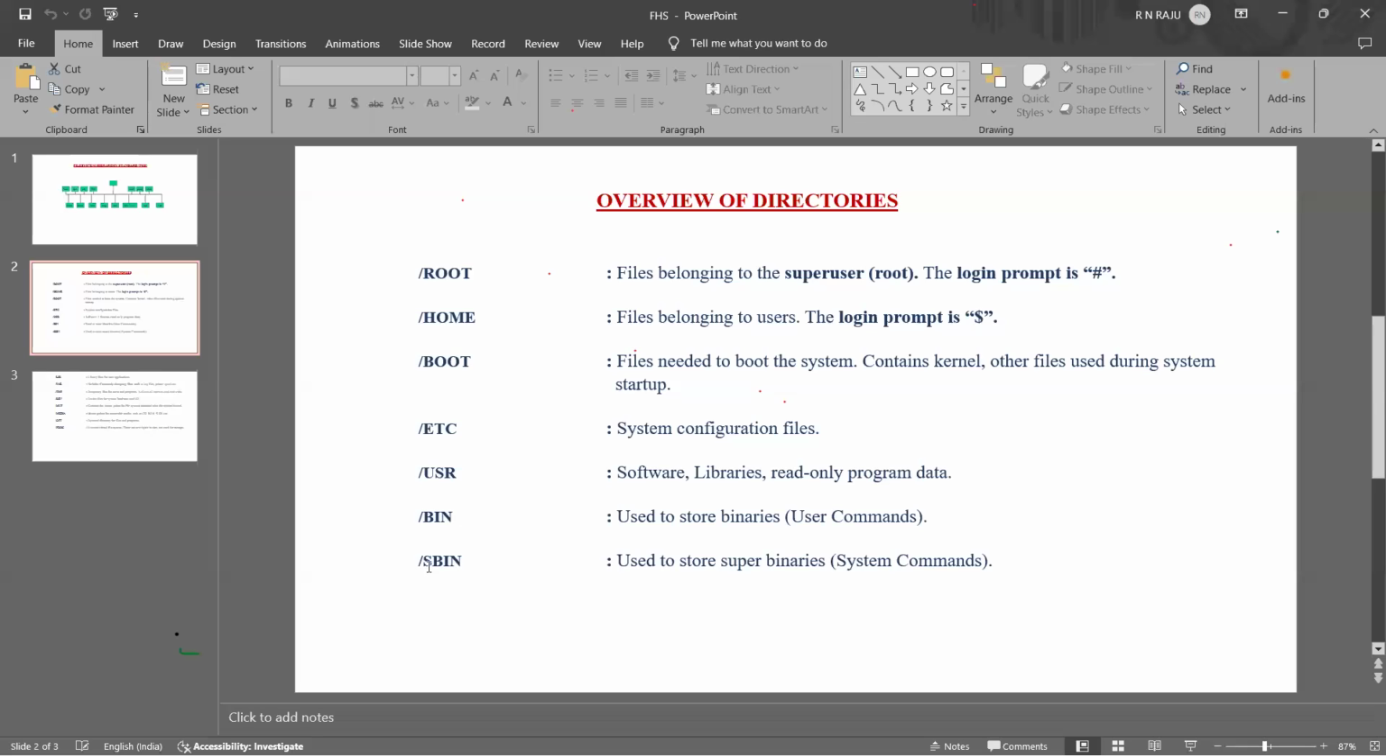But what is sbin? The s means super user binary files. That means only admin level commands are located in sbin. That is, system commands are located in sbin. User commands are located in the bin directory. Please understand these two differences, bin and sbin. Bin maintains user commands. Sbin maintains system commands.